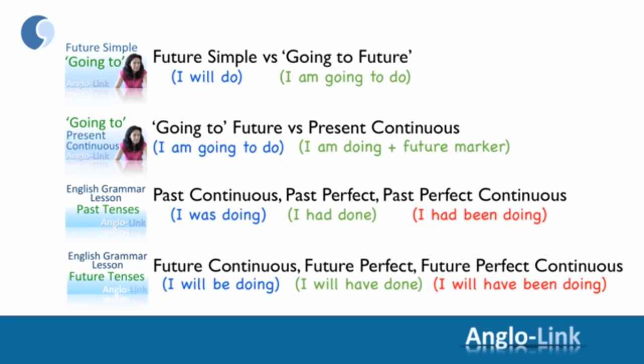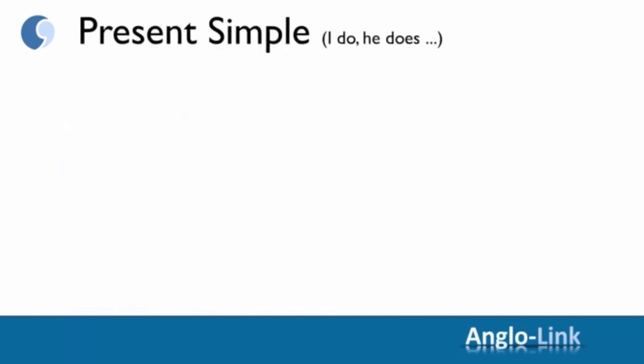So let's start our revision by looking at present simple. I do, he does, etc. As you will remember, the present simple tense indicates a fact, a habit, or a regular action. Let's look at some examples.